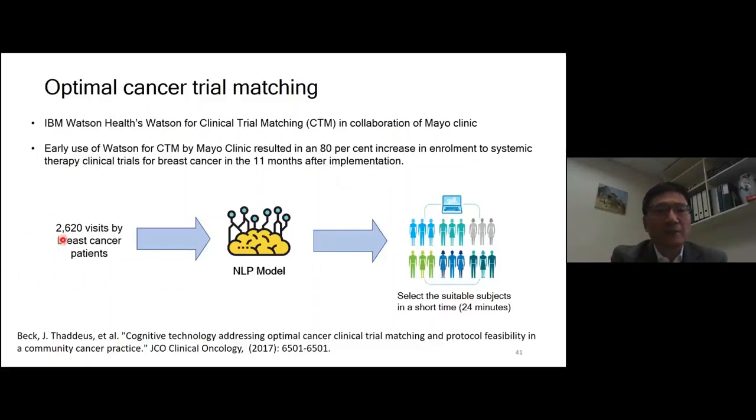So you can, for example, visit over 2,000 of these breast cancer patients, and you input this model. You can select the appropriate, suitable subjects in a short time. You can see it within 24 minutes. Previously it probably took several months. Now you can simply use 24 minutes. You can achieve that.